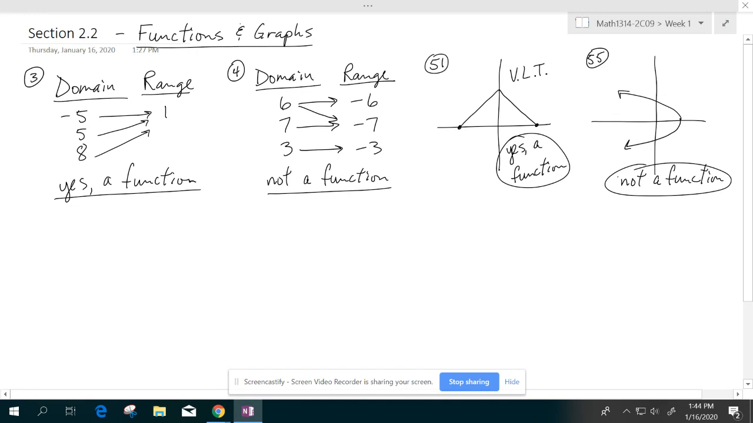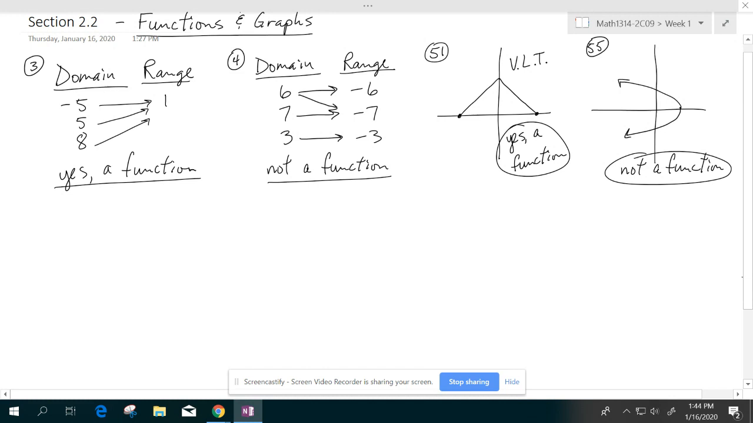And another way that I like to say it: touching's allowed, but only once. Touching's allowed, but only once, okay? Have y'all got a handle on that concept? Vertical line touches more than one time, not a function. No, we're just going to look at these two scenarios.